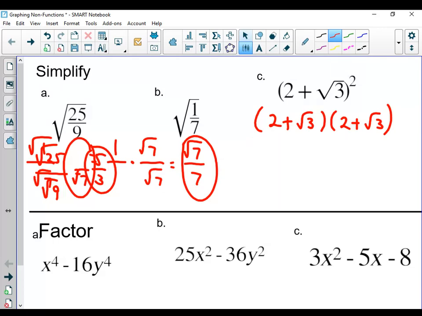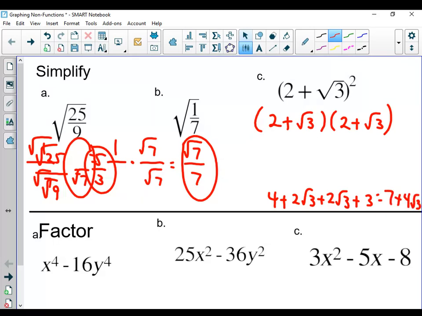And then I just multiplied it and got 4 plus 2 radical 3 plus 2 radical 3 plus 3. Okay, and so what do you get for an answer? 7 plus 4 radical 3. Okay, so good, that's the correct answer.